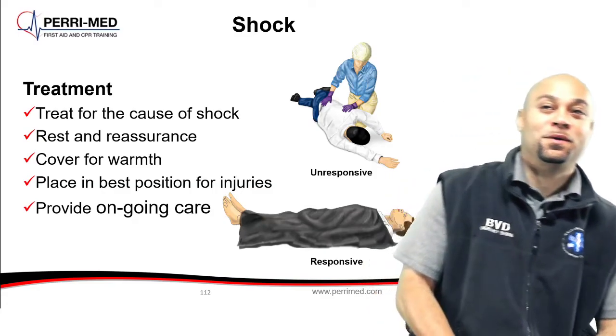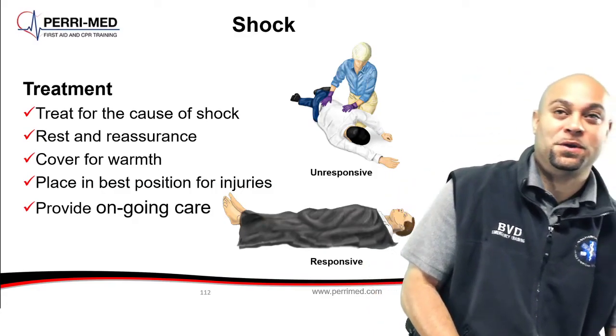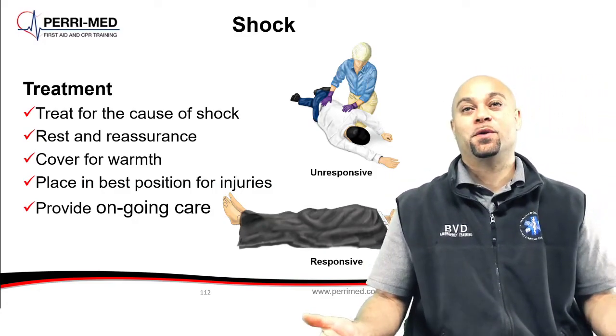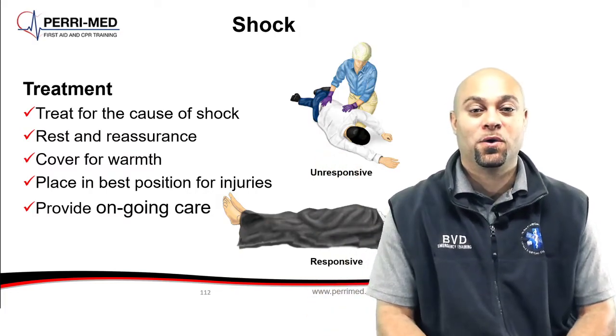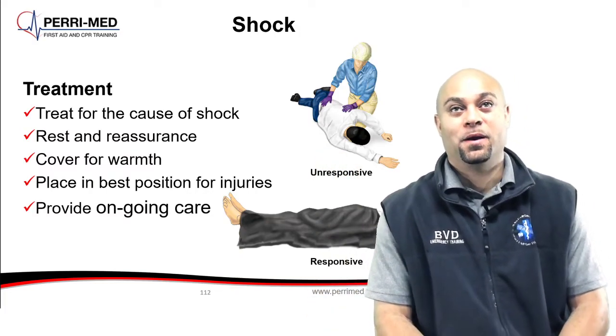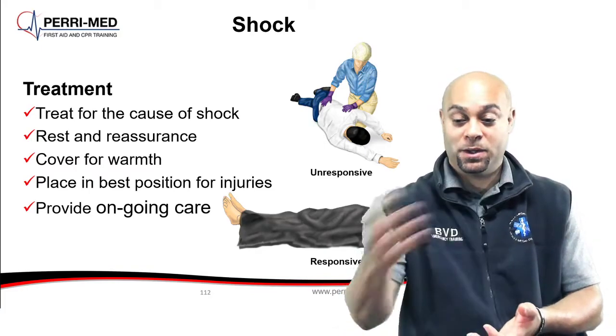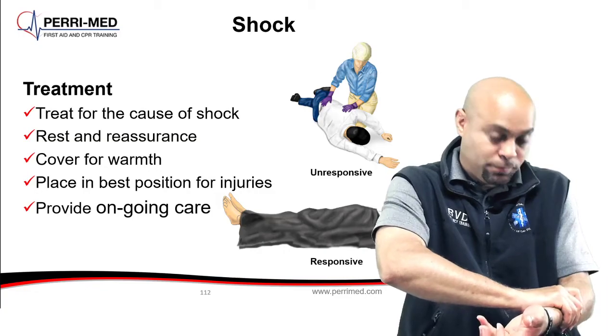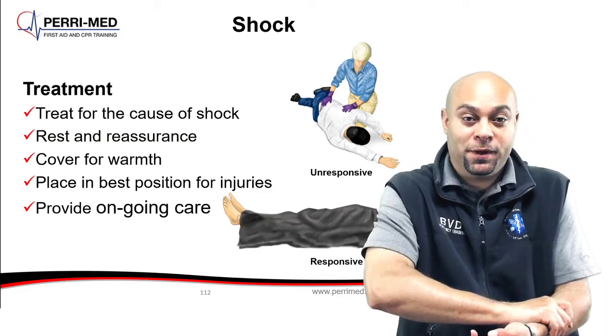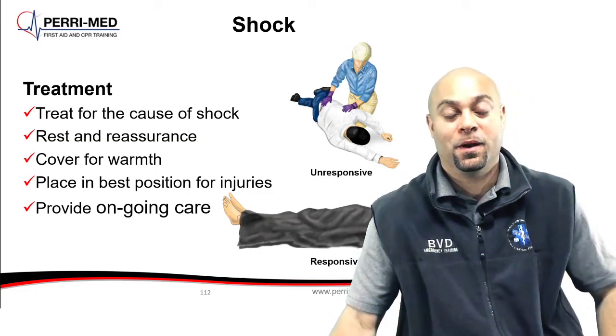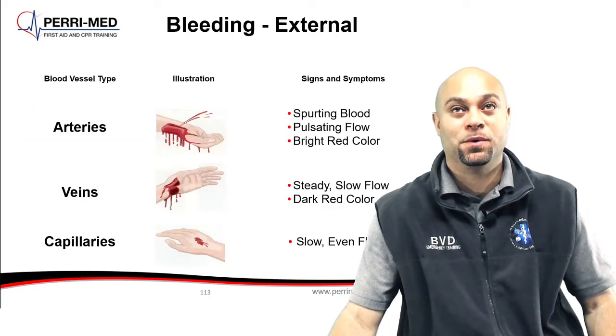So this person is laying there. We said that they're responsive, so they're going to lay on their back. The unresponsive person can go on their side. All right, so we're going to treat for shock. We need to find the cause of the shock. So if it's blood loss, we need to apply direct pressure to the bleeding. All right, so those are some things that we can do.